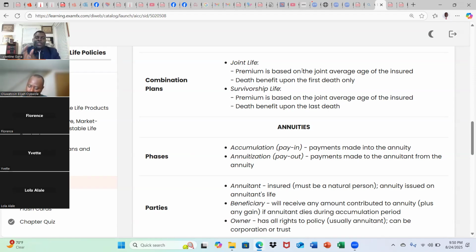Survivorship life equals second to die. They don't pay anything when the first person dies, but when the second person dies, they will pay something. Remember that because they pay when the first person dies in joint life, the premium might be slightly higher than survivorship life. Because in survivorship life, it's going to take longer for them to pay the death benefit.